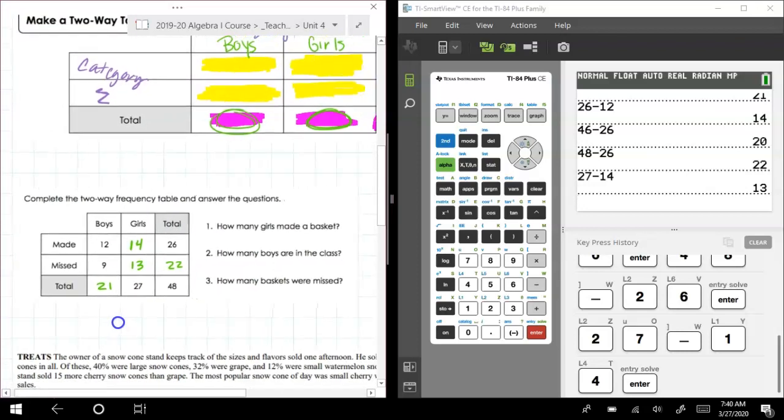So answering the question, how many girls made a basket? How many boys are in the class? How many baskets total were missed?